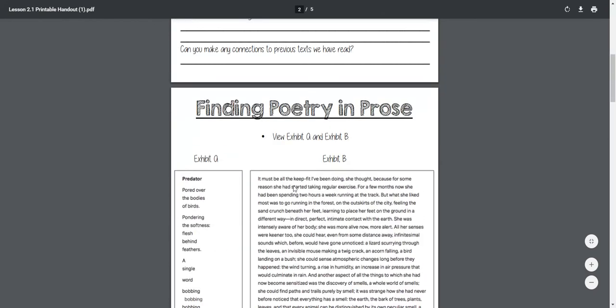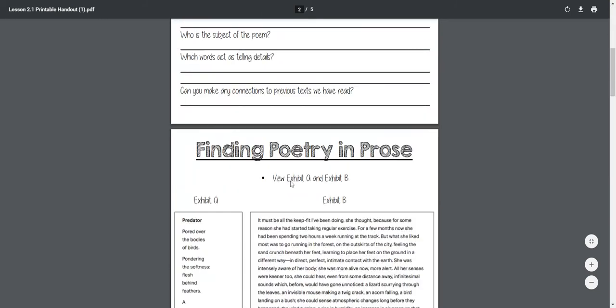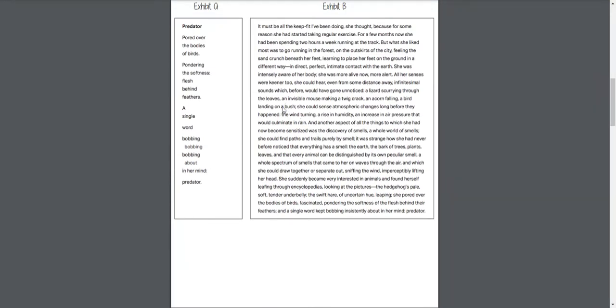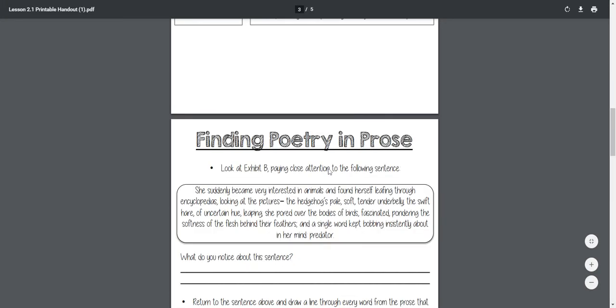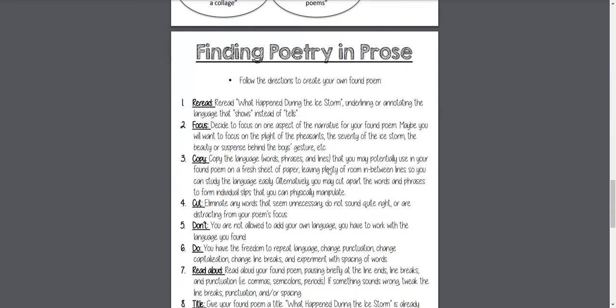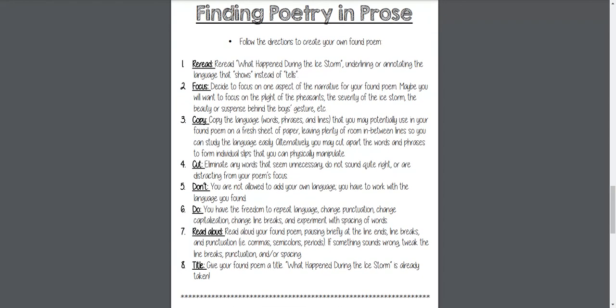So for the first part of this activity, it's okay if it takes you a little bit, because I really want you to process how this poet created this poem, because everything the poet used came directly from Exhibit B. For the second part of our activity, you are going to create one. And the one that you are going to create is going to come from what happened during the ice storm.